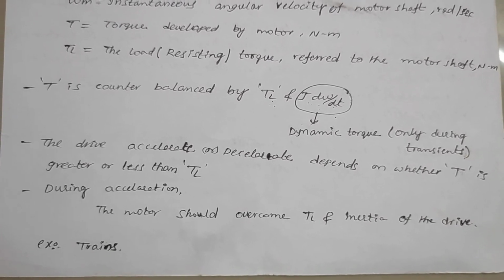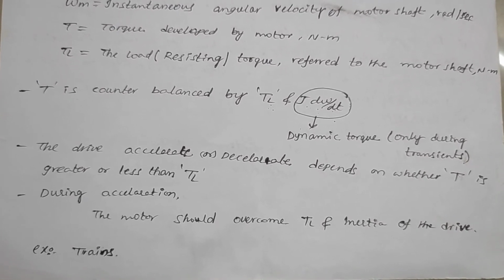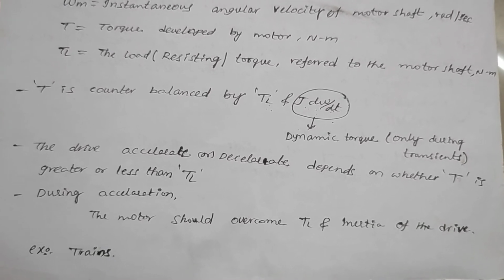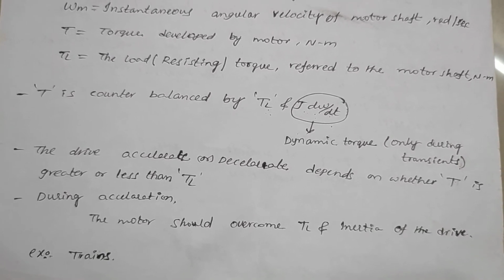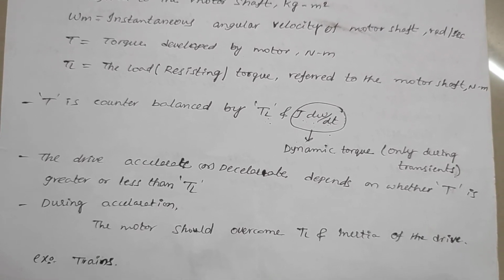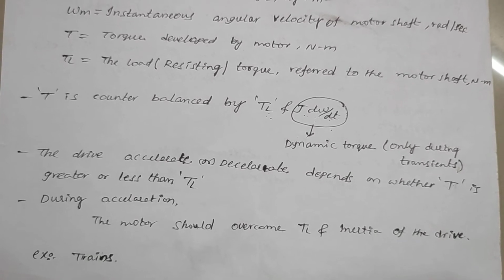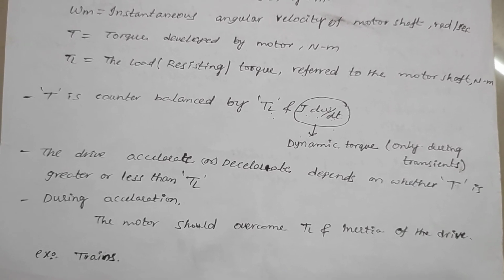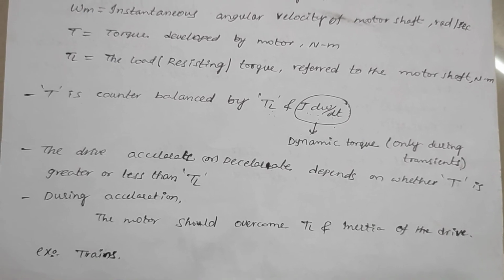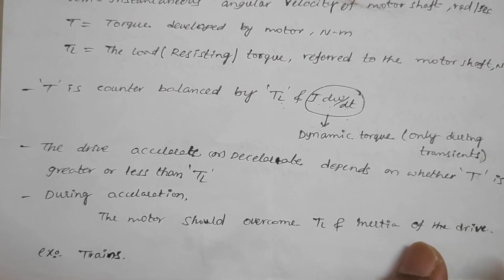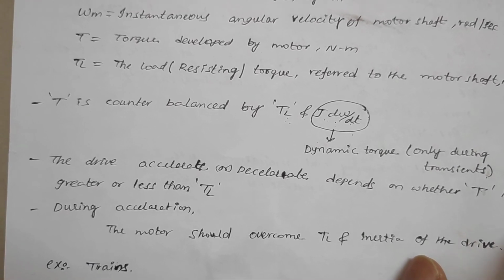Example, if we take trains, the inertia of the train needs to be overcome by the motor torque, and only then will the drive be in acceleration mode and the train move in the forward direction. If it is in acceleration mode, the drive moves in the forward direction. So that's the acceleration and deceleration of the drive.